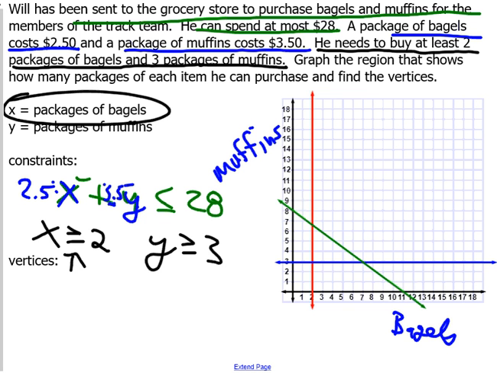It means above or to the right of 2. So I'm going to do a little bit of shading here. See how I got to shade to the right of that line? For this equation, I've got to be less than or below 3. So that's this one here. Needs to be below this.